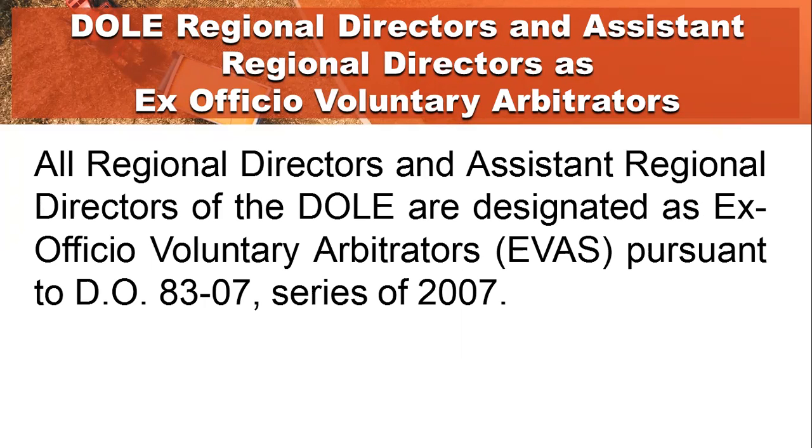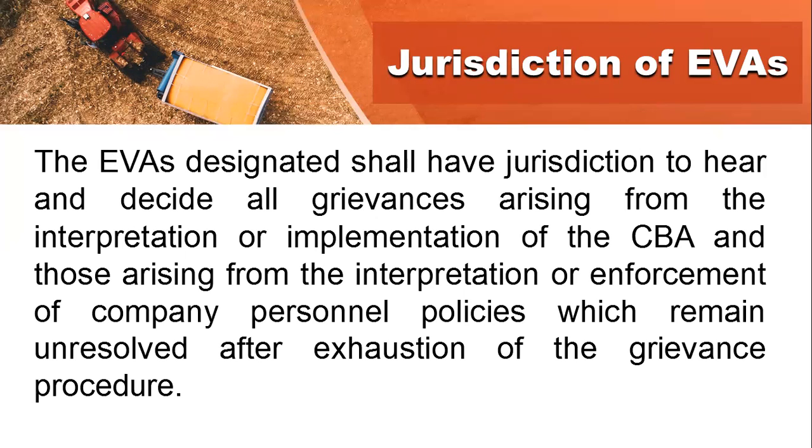EVAs, these are ex officio voluntary arbitrators. Regional directors, assistant regional directors of DOLE are designated as EVAs, ex officio voluntary arbitrators. They have jurisdiction to hear and decide all grievances arising from interpretation or implementation. So it means that after the exhaustion of the grievance procedure within the plant level or even in a manner that is provided for sa collective bargaining agreement, pag wala pa, then the EVAs would intervene anytime as voluntary arbitrators for the settling of grievances and other issues of conflicts between the labor and the management.